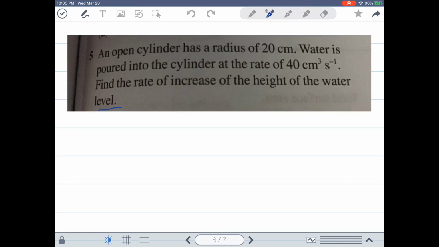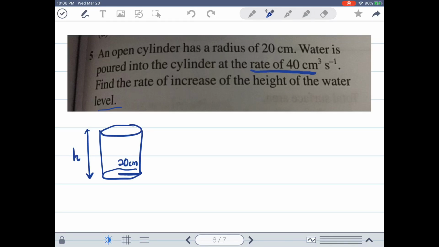Okay, question number 5. An open cylinder has a radius of 20. So we have the open cylinder, which means that there is no cover top here. It's just empty top, topless. Okay, and the radius of this cylinder is 20 centimeter. And obviously, this is the height. Okay. Water is poured into the cylinder at the rate of 40 centimeter cube per second.